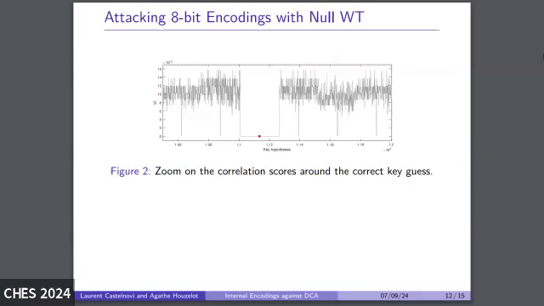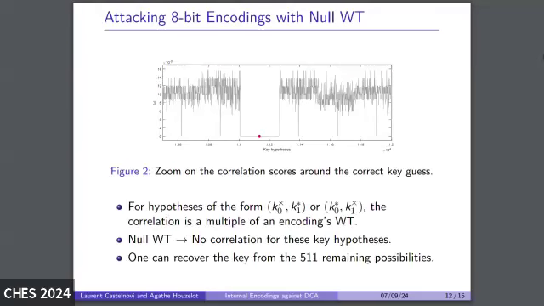So we zoomed in on the correlation traces that we had on the previous slide, and we saw something like this. Here you can see that there is a clear pattern among the key hypotheses that lead to a 0 correlation score. So something is definitely off. And we realized that for hypotheses of the form K0 cross K1 star or K0 star K1 cross, so the hypotheses with 1 correct byte and 1 wrong byte, the correlation score is always a multiple of one of the encoding's Walsh transforms. But remember that we selected encodings that only have 0 in their Walsh transforms. So this explains why for these hypotheses you have 0 correlations.